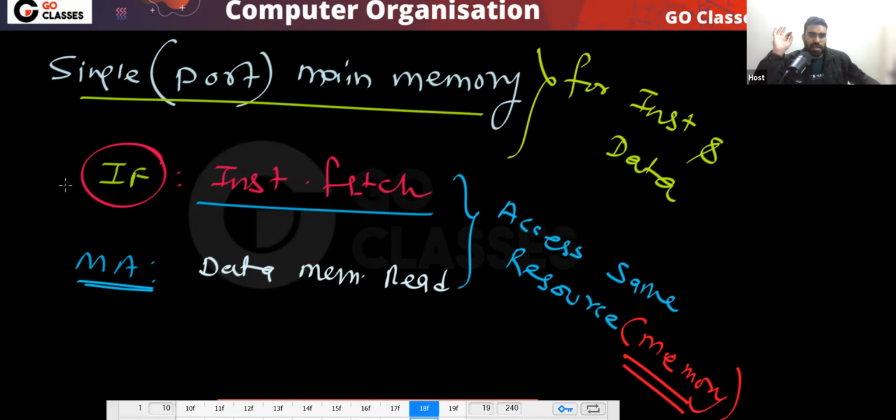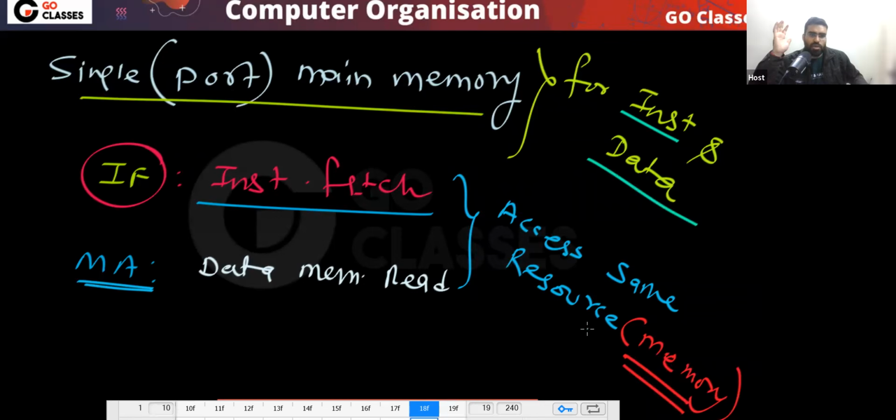Is this point clear? In this stage you are fetching the instruction, in this stage you are reading the data, but because you have a single main memory, a single port memory, there is no separation between instruction memory and data memory. You do not have two memories, one for instruction, one for data. You have a single memory for instruction and data.